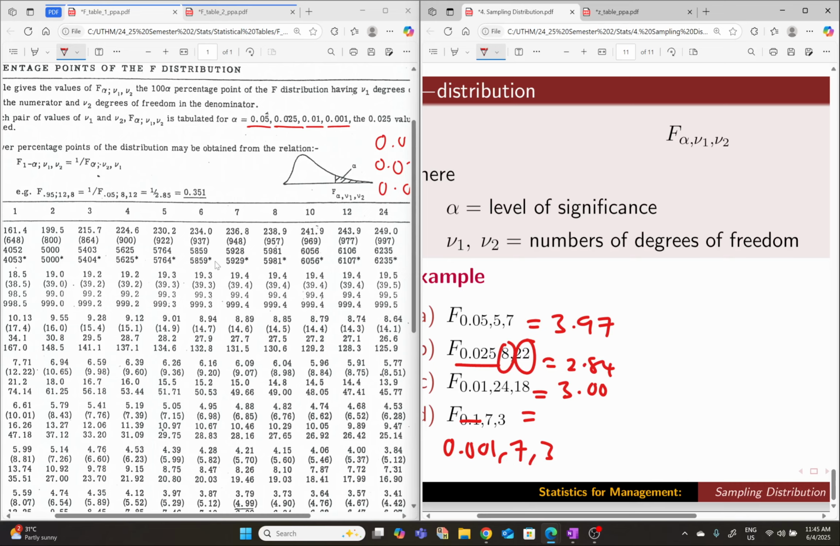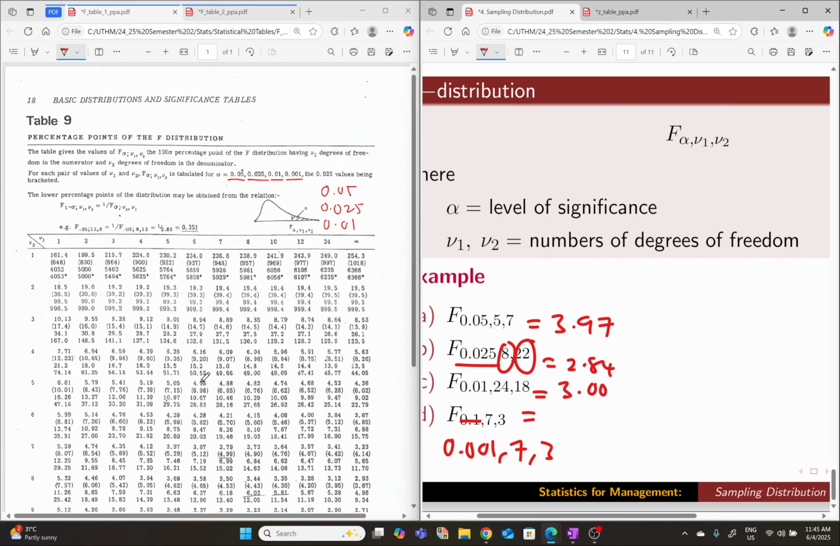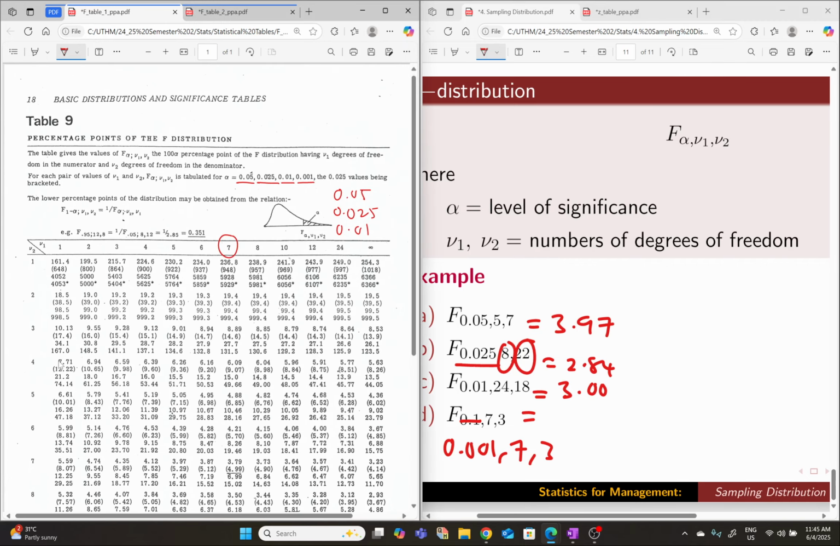Okay, 73 is where? 131.5. Yes, so the answer is the last one. You are good. 131.5. Okay, good. So that's how we read table T and table F.